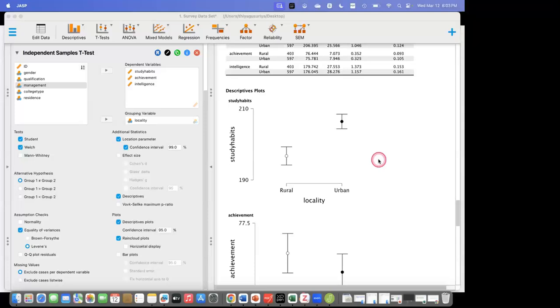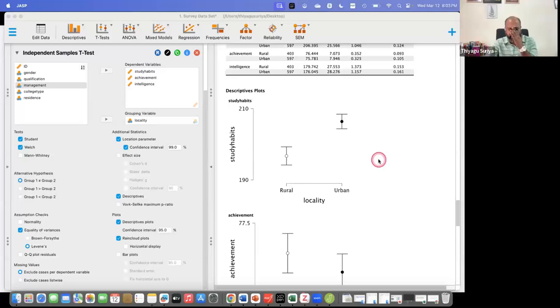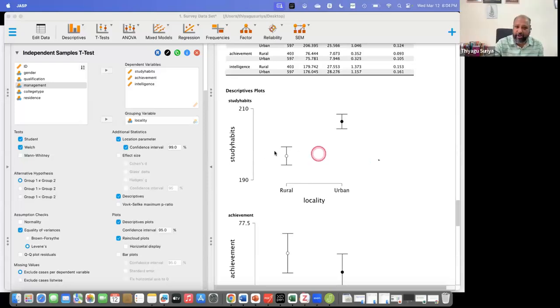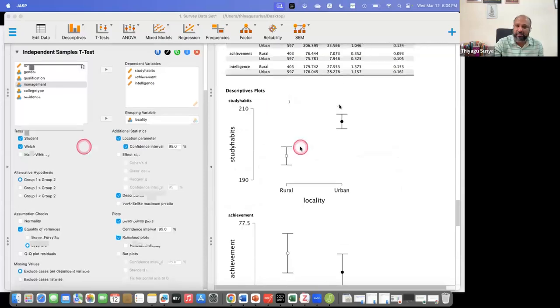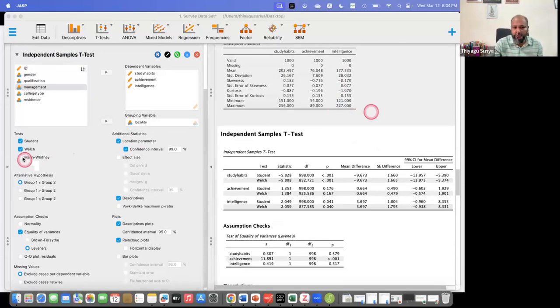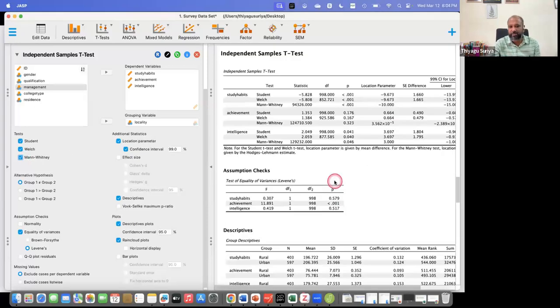Kindly decide what kind of calculation you want to do. Suppose my data set is not satisfying normality when I do the independent sample t-test. Which one do I have to do? The Mann-Whitney test. Can we do the Mann-Whitney test directly from this path? Suppose I want to get this Mann-Whitney also. Select this, and you can get the Mann-Whitney also. This is an advantage of JASP.